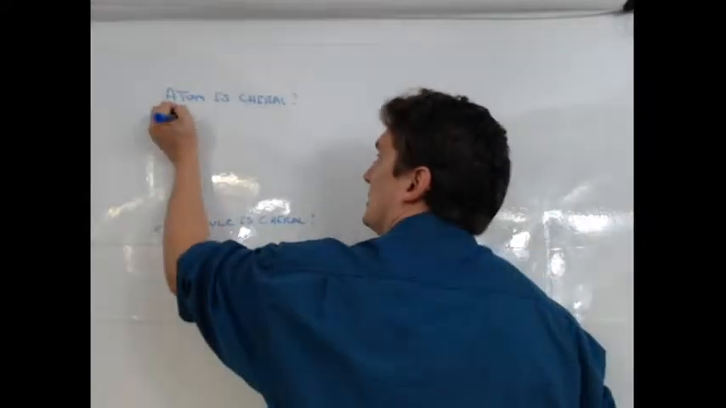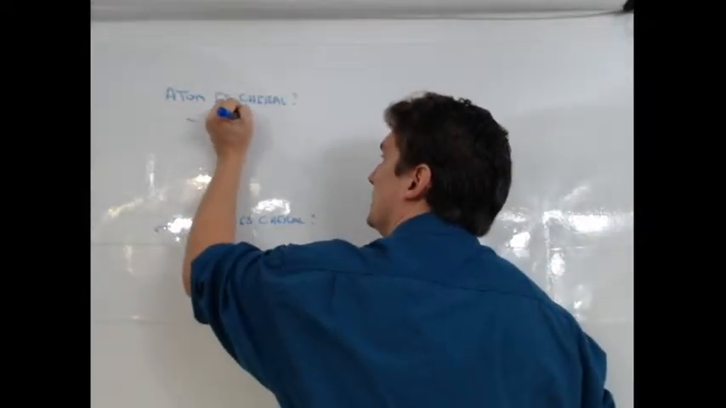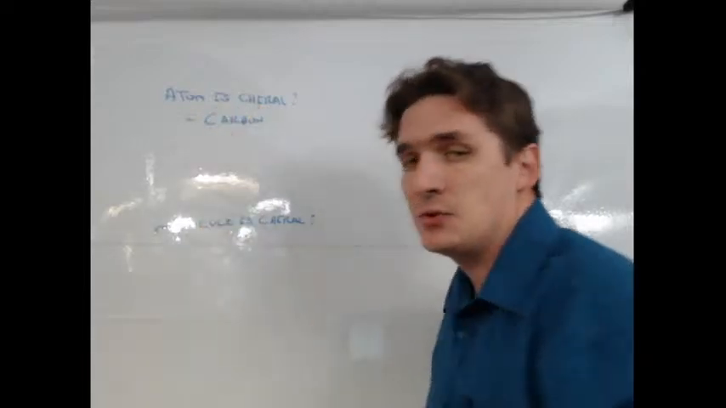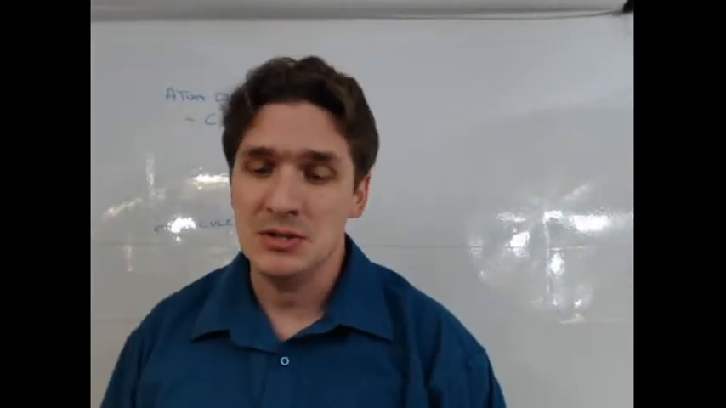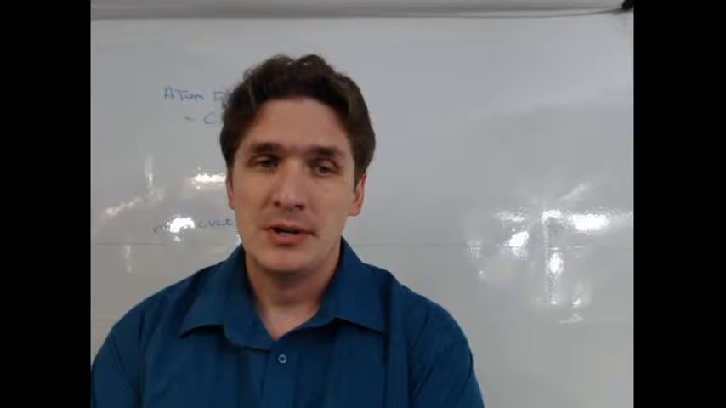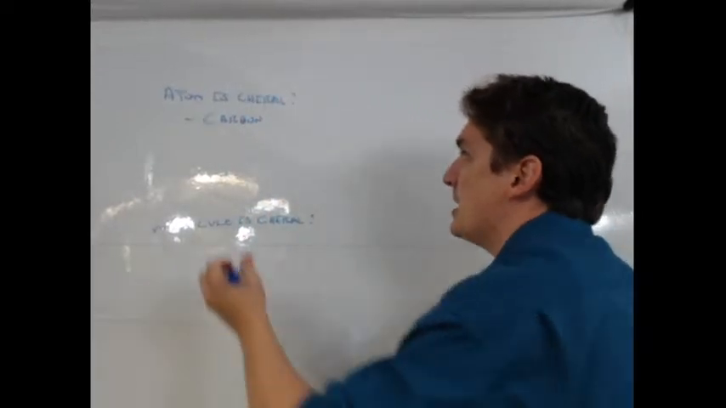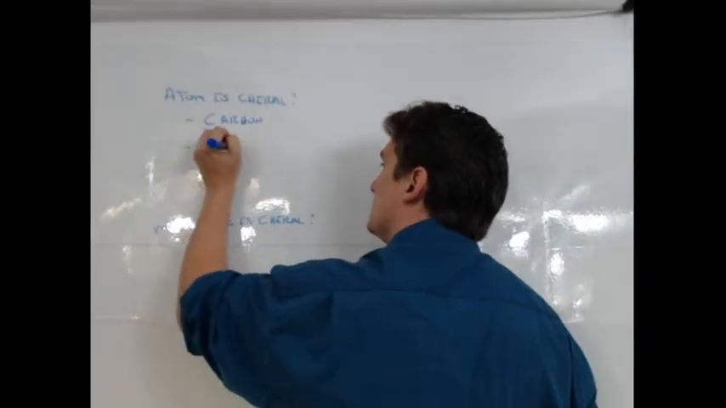When we're talking about atom chirality, we're going to stick to carbon. And again, this is just for simplicity. Higher level courses will teach you how to spot chirality in other situations. Now, for a carbon atom to be chiral, it has to have 4 groups attached to it.